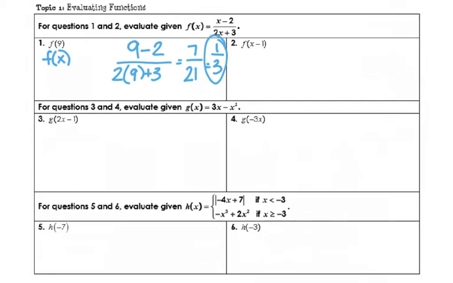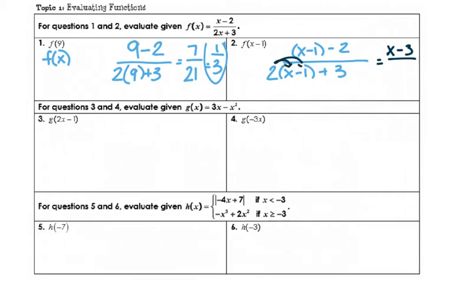Okay, so for the next one, it's pretty similar, except this time you're not replacing x with a number, you're replacing x with x minus 1. So everywhere I see an x, I'm going to write x minus 1, and I'm going to keep that in parentheses because I want to remember that it goes together. Now I'm just going to start to simplify. On the top, the only two like terms are the -1 and the -2, so that becomes x minus 3. On the bottom, I have to distribute anytime there's a number in front of a parenthesis. So this is what I get. Then the only two like terms are -2 and 3, so this becomes 2x plus 1. You can't simplify any further, so that's your final answer.